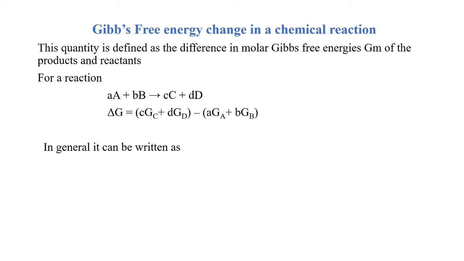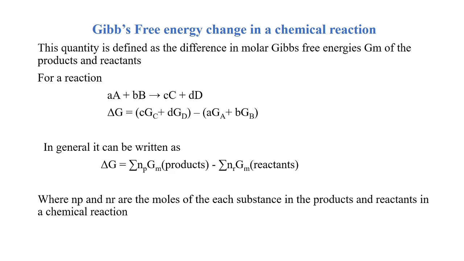In general, it can be written as delta G is equal to summation of Np into molar Gibbs free energy of a product minus summation of Nr into molar Gibbs free energy of a reactants, where Np and Nr are the moles of each substance in the product and reactants in a chemical reaction.